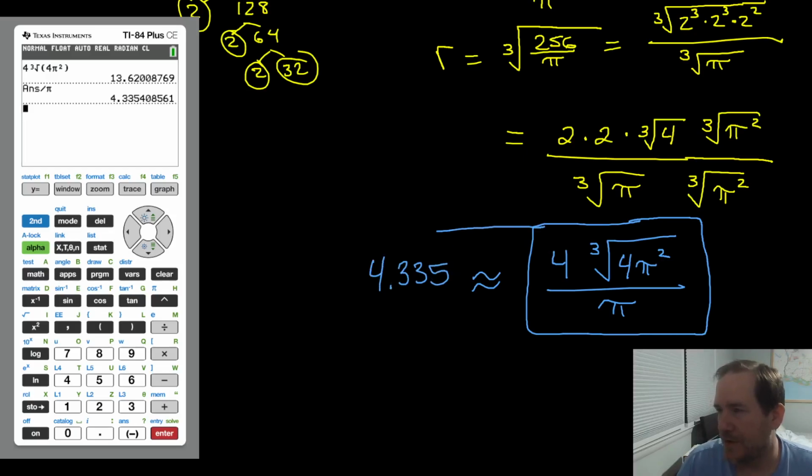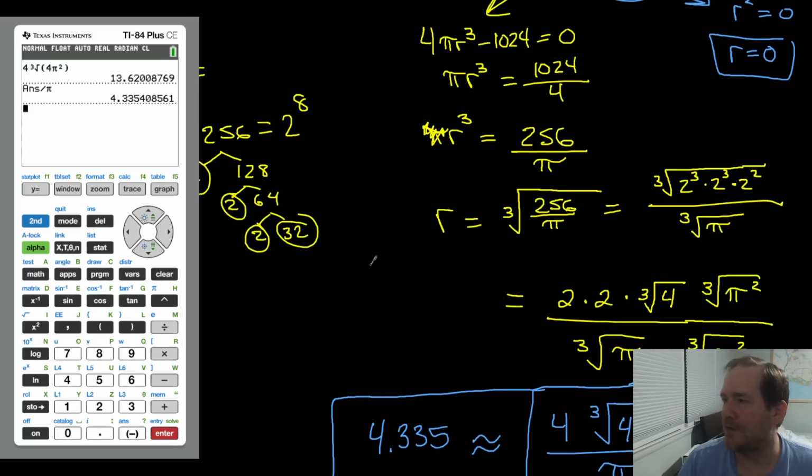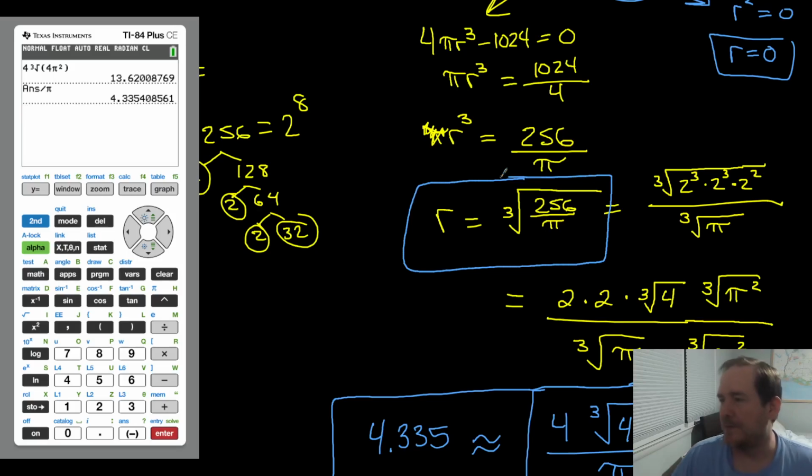And for all of you wondering, yeah, you're right, this kind of was a waste of time, because you probably could have just left it in its original form. Its original form just being the cube root of 256 over pi. I'm kind of a stickler for simplifying though. I'm kind of a stickler for cleaning up denominators.